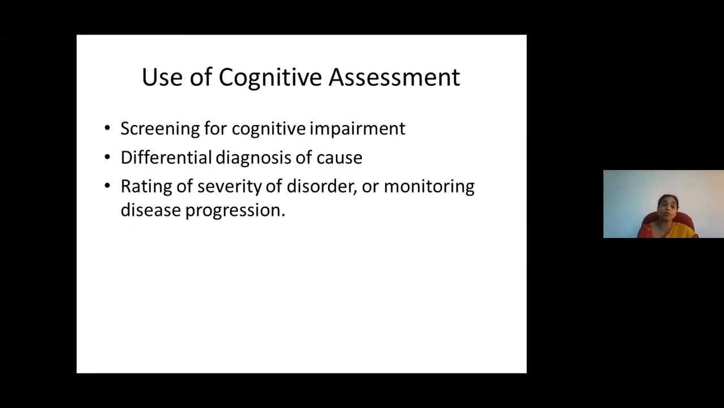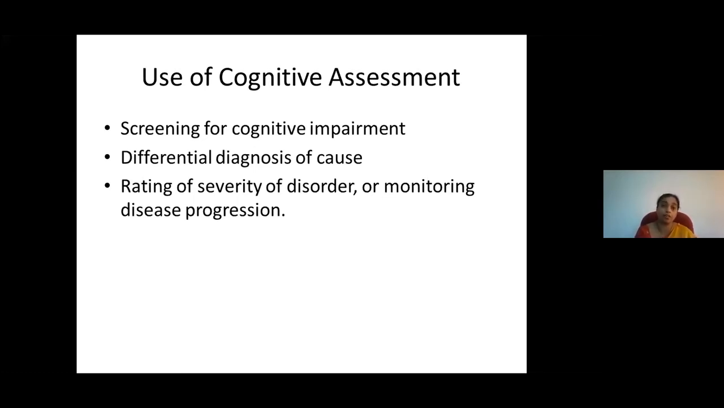So the use of cognitive assessment, that also we need to understand. We do screening for cognitive impairment. Especially, we do not do cognitive assessment of each and every patient because it is time consuming, it is costly, and it needs specialized manpower. So we do screening when they raise a concern, either the patient or the caregiver or the relative, when they raise a concern that this patient does have some sort of cognitive problem.